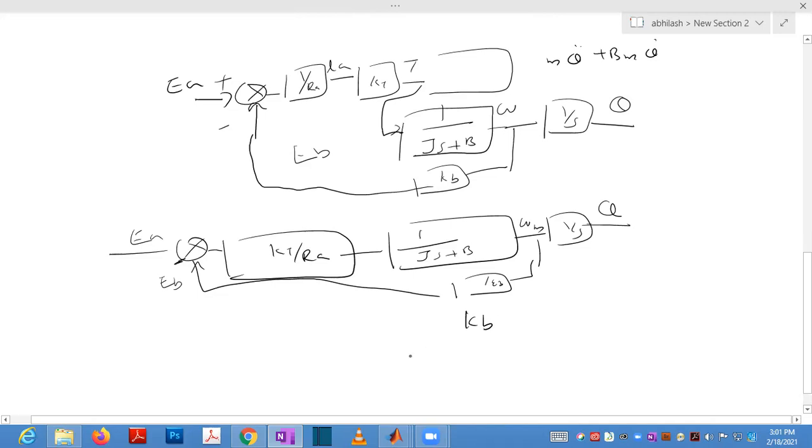So this system is open loop or closed loop? Is this an open loop transformation or closed loop transformation? This system is open loop or closed loop. Closed loop. Closed loop.